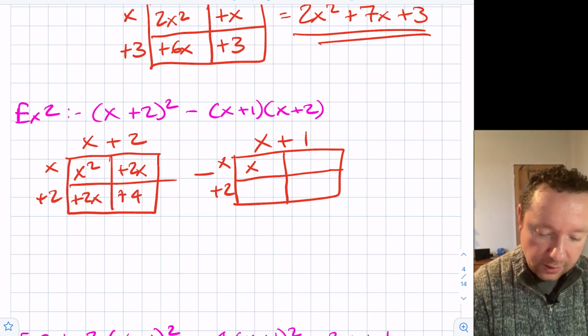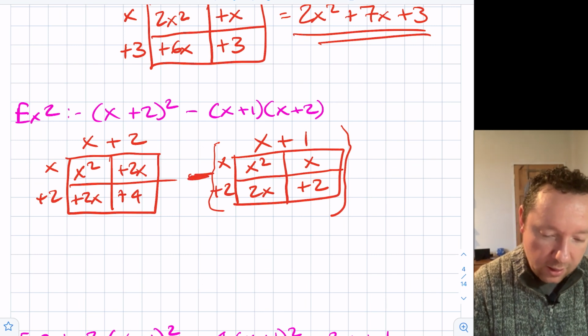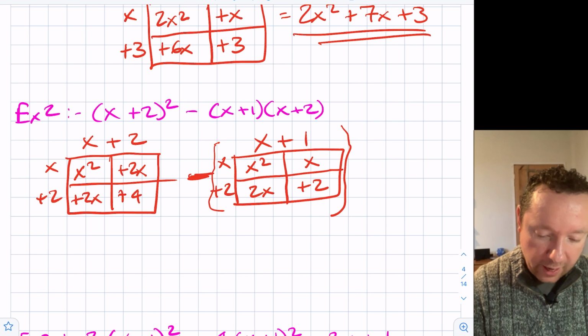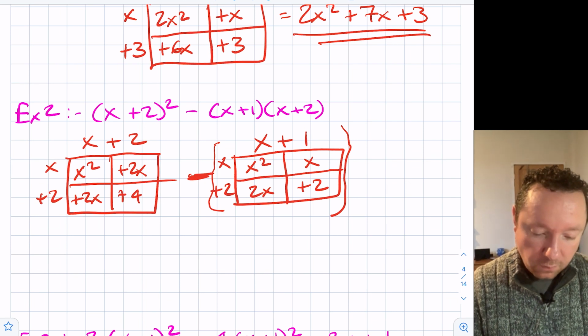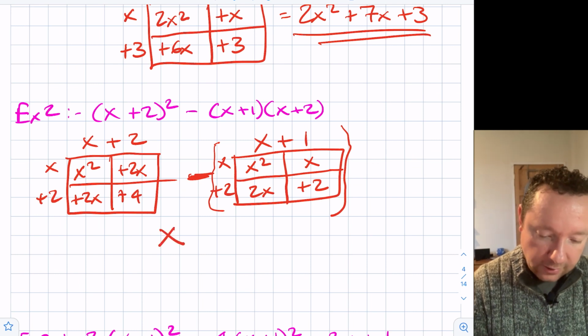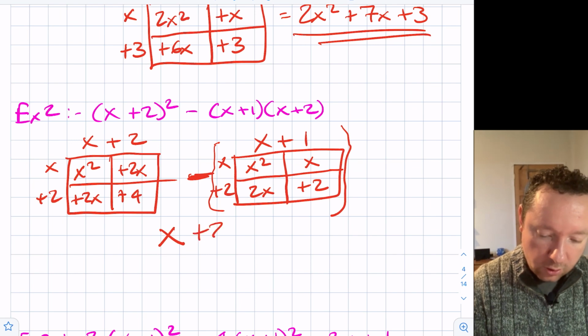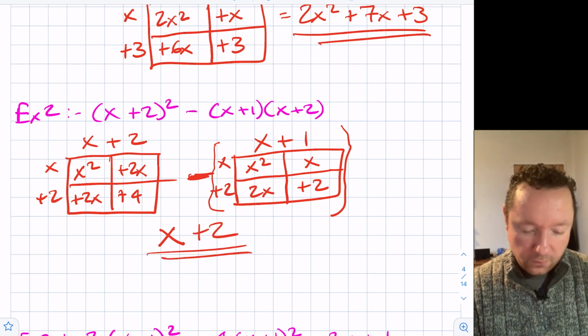And then we've got x times x is x squared. x times 1 is 1x. 2 times x is 2x. And 2 times 1 is plus 2. Now, I'll put a little bracket around this one because we're taking this whole thing away. Notice that minus sign comes into play. So we've got x squared, take away x squared, that's 0x squared. We've got 4x, take away 3x, so we can write 1x. And then we've got 4, take away 2, which is plus 2. So it simplifies to x plus 2.